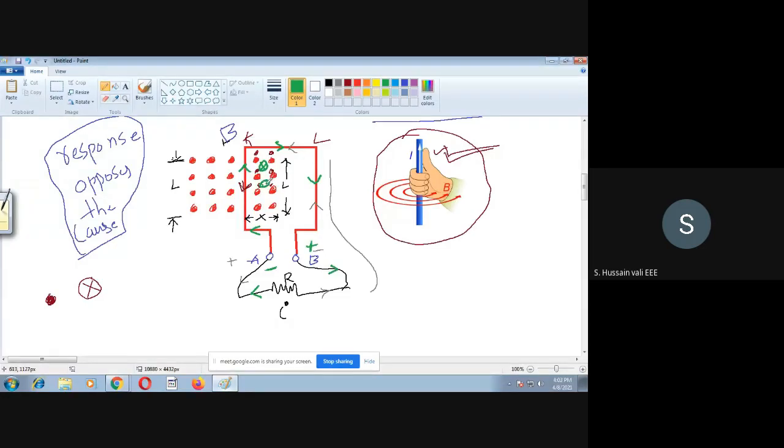So the actual magnetic field is dot, whereas the magnetic field created by the induced EMF is cross. Both are opposite. This is what Lenz's law states. So this is correct. From this, B is positive. The correct polarity is B is positive, whereas A is negative. So B is positive, A is negative.